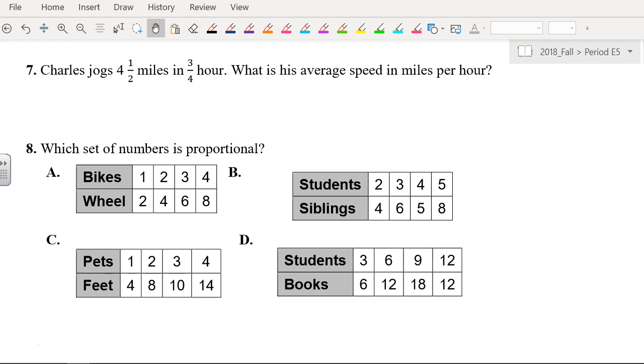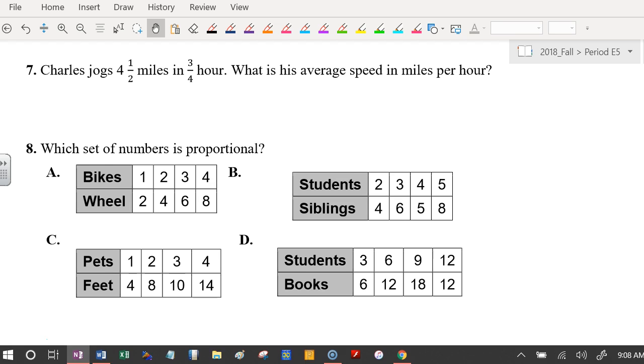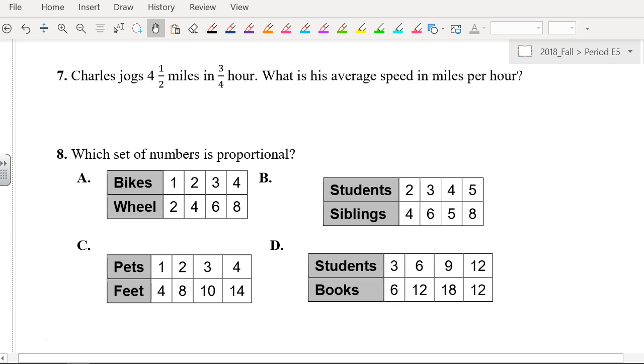Which one? What number is it? Write it all down. So number 7. Anybody else that hasn't gone yet?